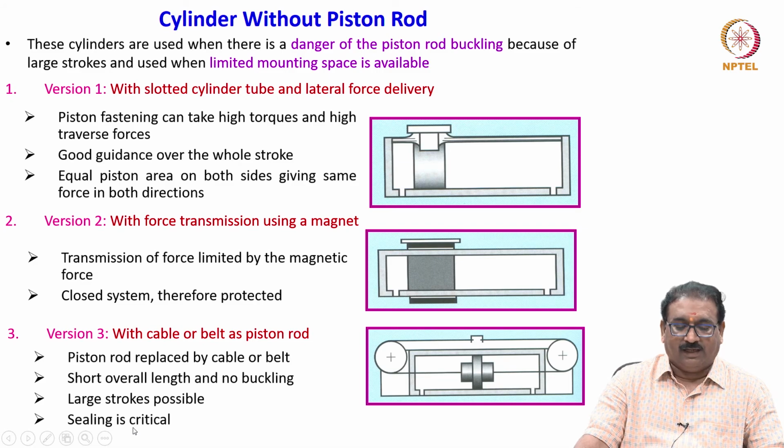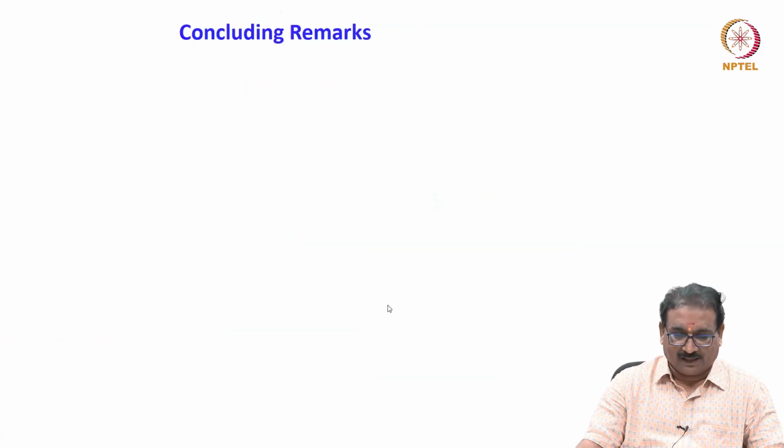Sealing is critical here. Here you will see whatever items you place here, it will move left and right, easily. Here also the same, here also the same. Here there is no piston rod. That is why cylinders without piston rod are also available in the market.